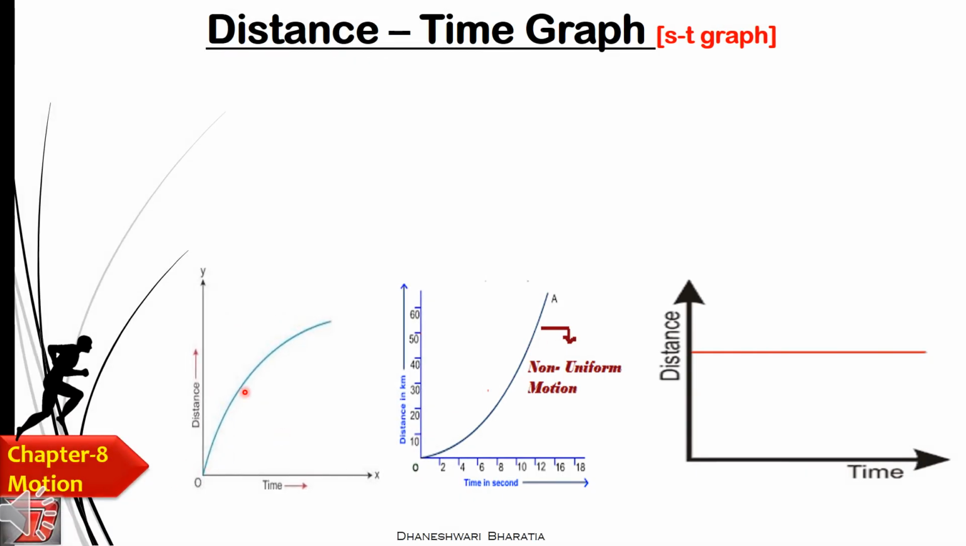Now here you can see the change in the slope. A kind of non-linear graph is there, which means it is moving with non-uniformity. And here the straight line parallel to the axis means the object is in the rest condition. The time is increasing but the distance is remaining the same, which means the body is resting at the particular distance only. Am I clear?